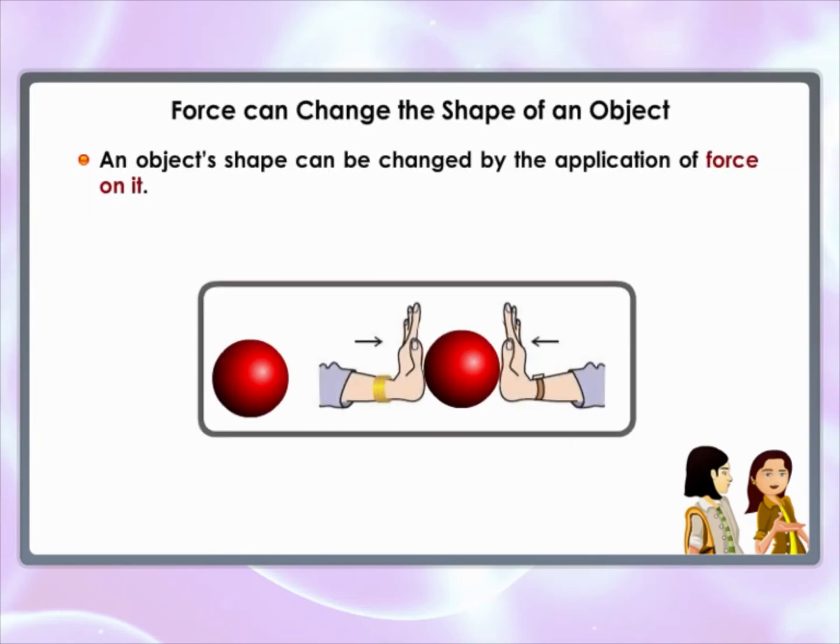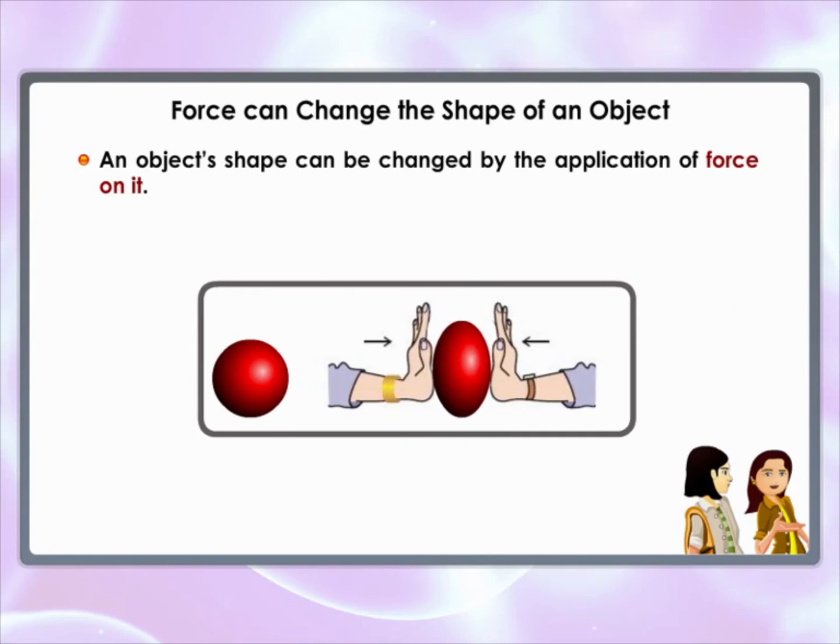Let us now perform some simple experiments and note observations. Applying force on an inflated balloon by pressing it between your palms. Pressing a rubber ball placed on a table. In all these examples, we can observe that the application of force on an object may change its shape.